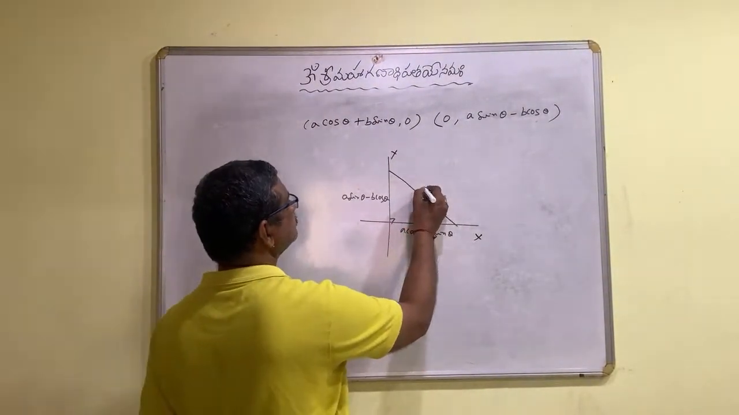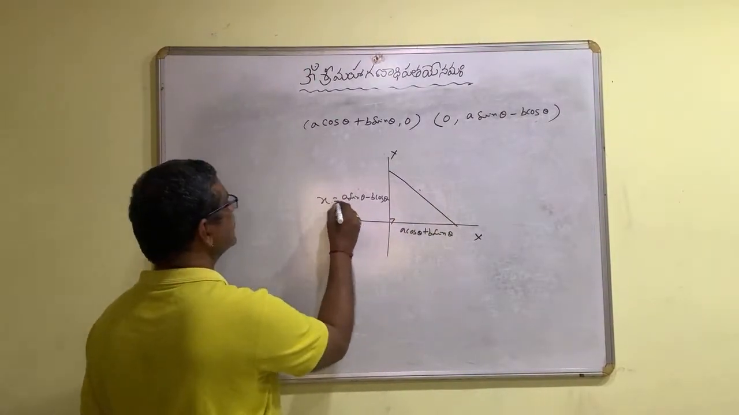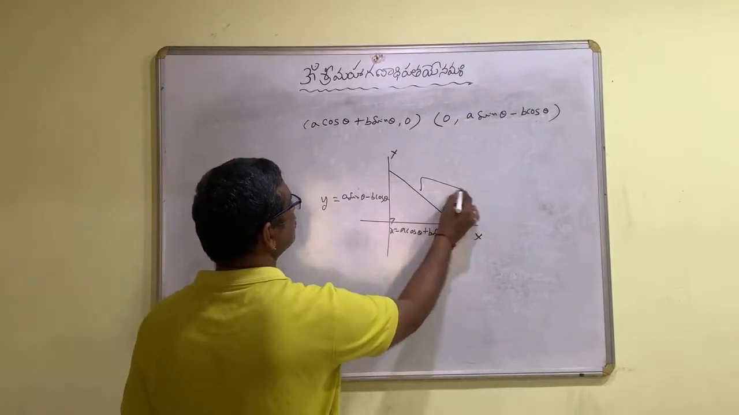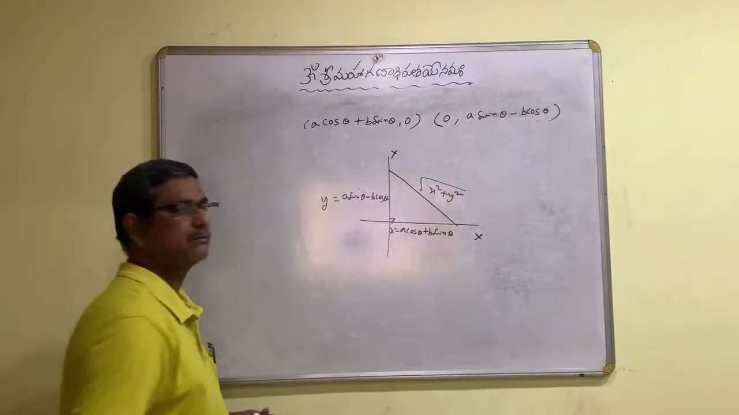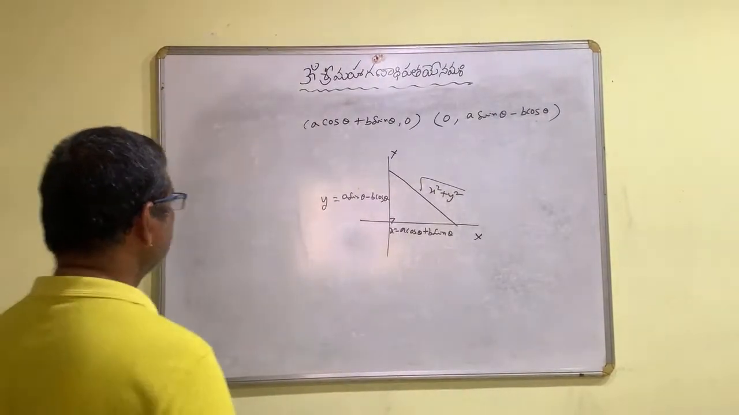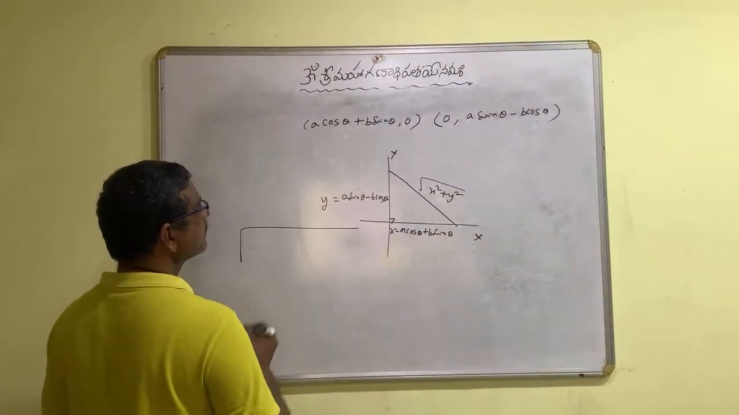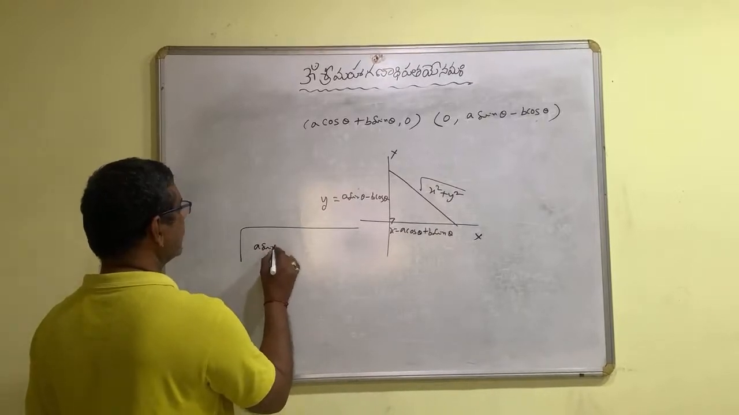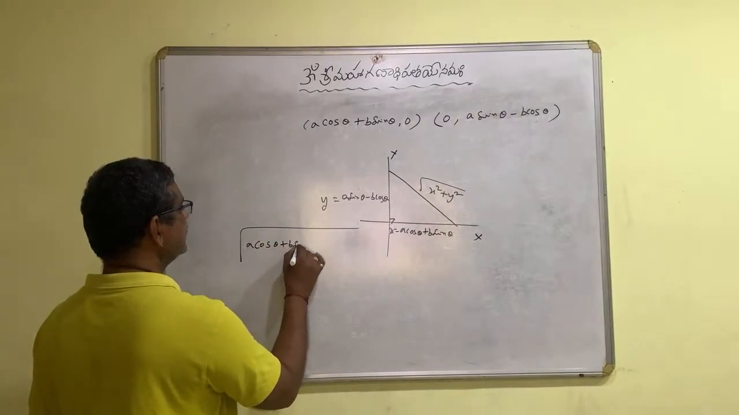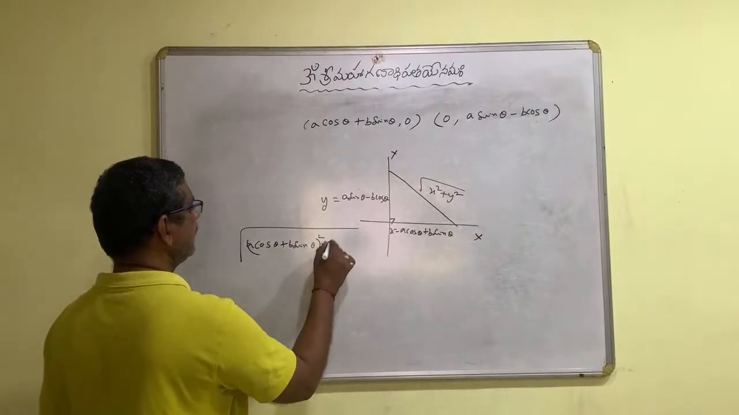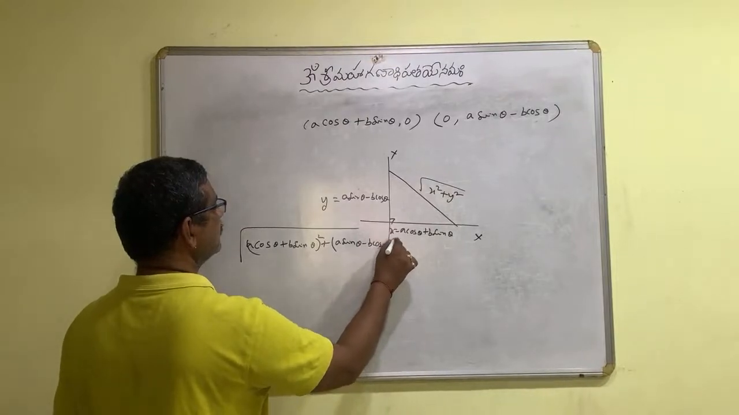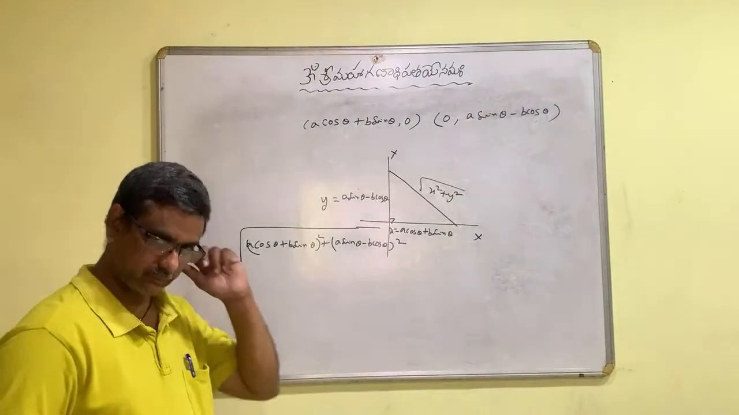If I take this one is x and this one is y, this is nothing but root over x square plus y square, na? Is that right? So that means root over (a cos theta plus b sin theta) whole square plus (a sin theta minus b cos theta) whole square. Okay.